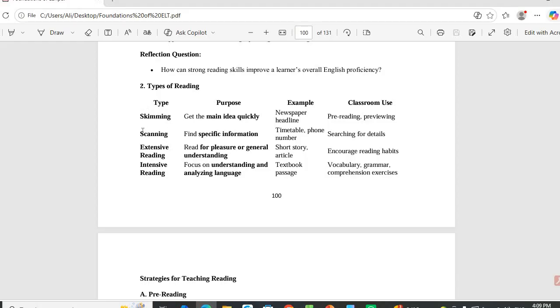You as a teacher need to know the difference between these types. Practice them so that you can demonstrate a good model for the students when they practice, or when you help them or guide them to practice.